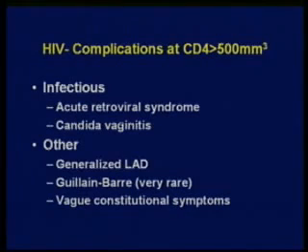Other symptoms that occur with a T-cell count over 500: generalized lymphadenopathy. Some patients will come in and say, you know, doc, I notice I'm having some swelling here and in my groin. The generalized lymphadenopathy. That's where the virus is replicating. Guillain-Barré, which is very rare, ascending paralysis, and vague constitutional symptoms. I feel sick, I feel tired, I feel weak, I can't study, I can't concentrate, nobody loves me, nobody cares. Think HIV, all right?